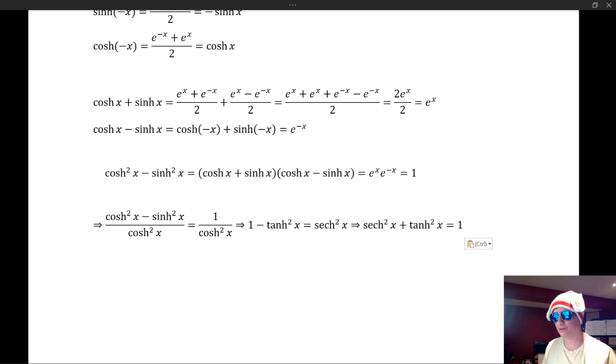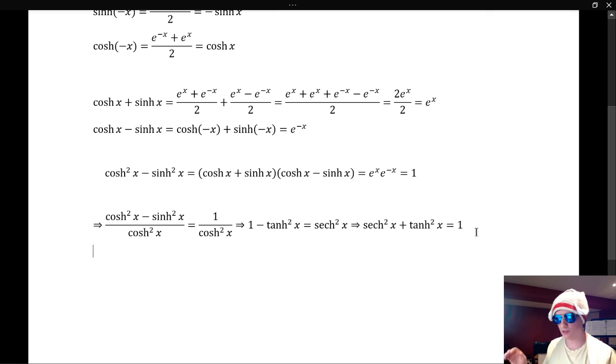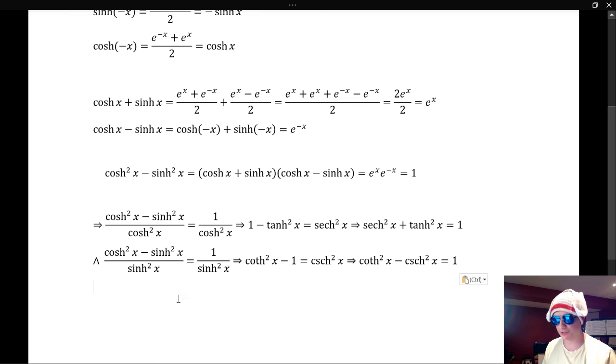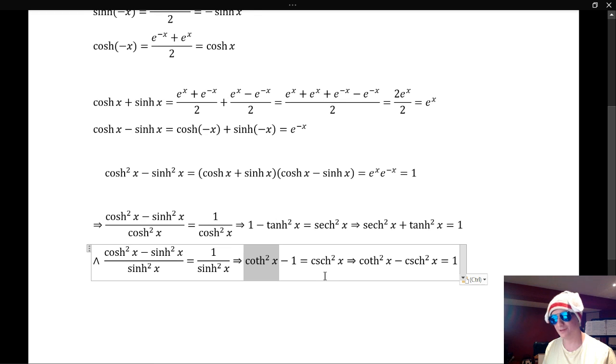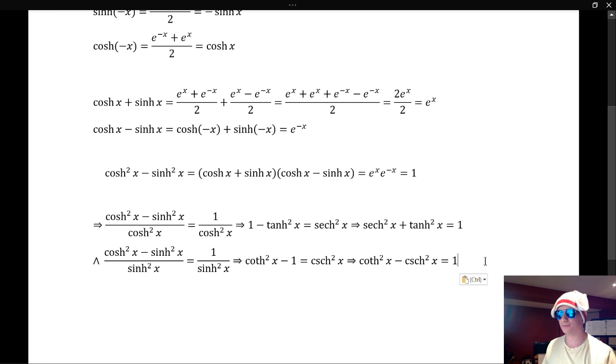And finally, we're going to do something similar, dividing both sides by sinh squared x. So when you divide cosh squared x and sinh squared x, you get coth squared x minus 1, because that's sinh squared x divided by sinh squared x. And 1 over sinh squared x is csch squared x. And that means that coth squared x minus csch squared x equals 1.